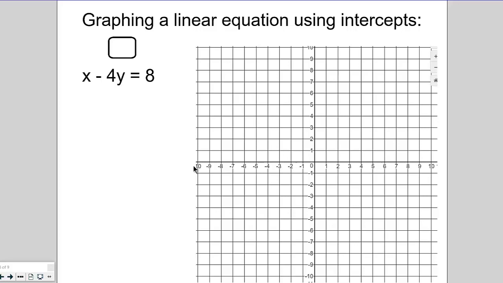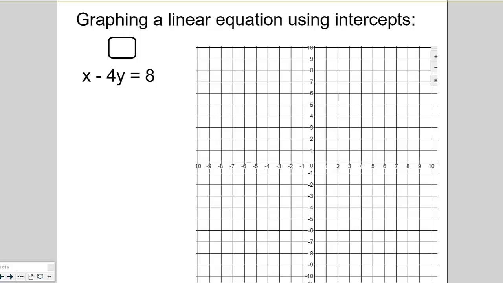Now you'll learn later on in geometry that it only takes 2 points to draw a straight line. So what I mean is if I have a point here and a point here, I can only draw one line between them. Or if I have a point here and I have a point here, I can only draw one line between them. Well, the x and y intercepts are 2 distinct points on a graph, so if you can find out where they are, you can use a straight edge and actually draw a straight line between them.